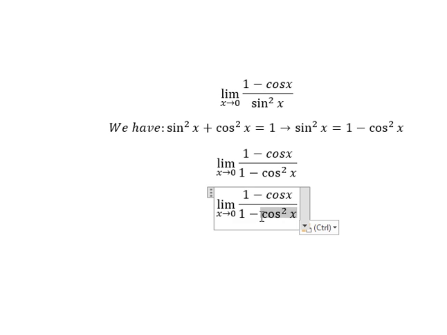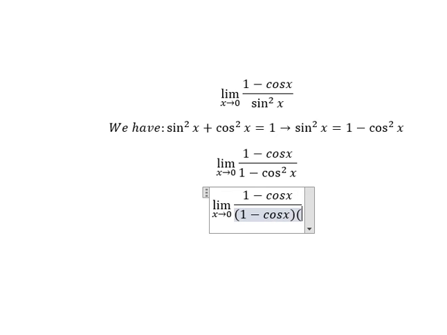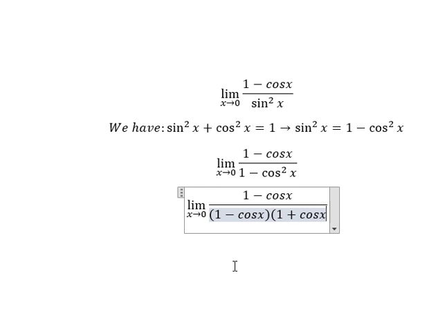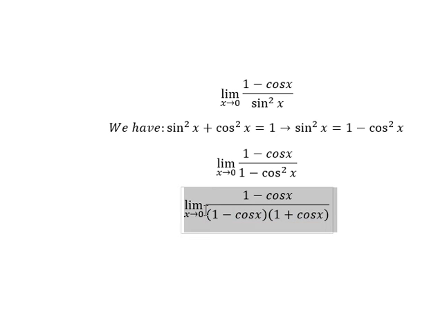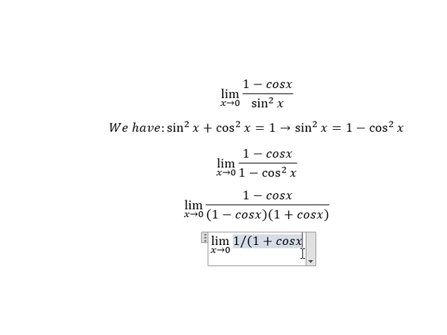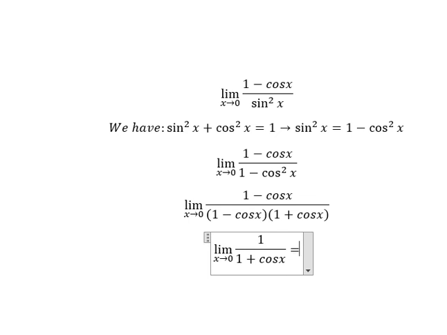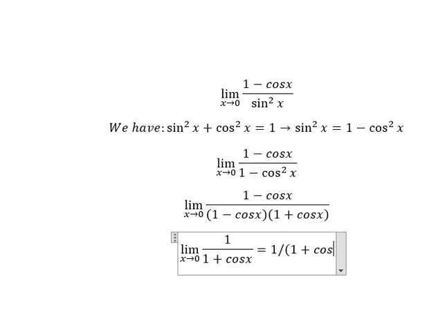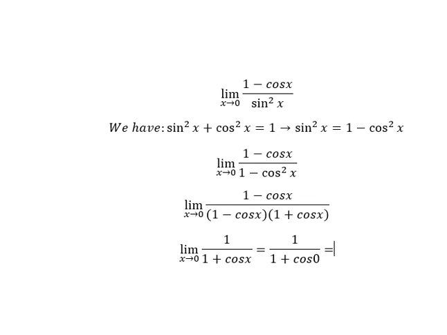This one we can apply the identity, and you get 1 minus cosine s multiplied by 1 plus cosine s. We simplify 1 minus cosine s on numerator and denominator. And we get the final answer. That is 1/2. This is the end.